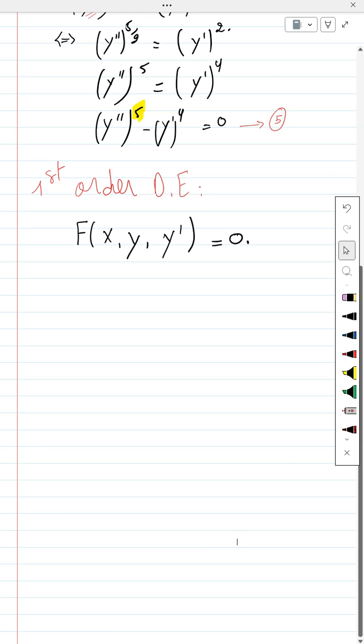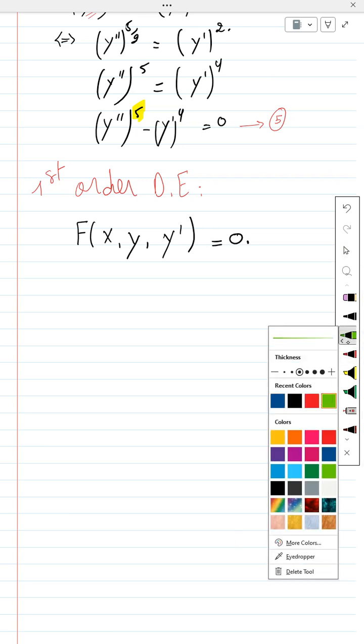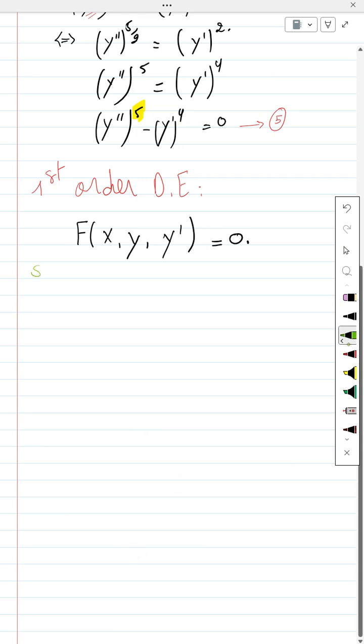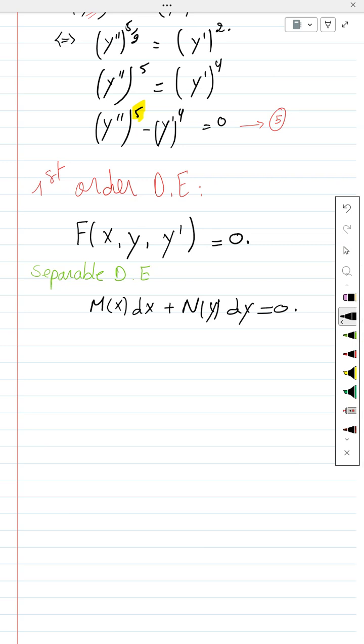Let's see the first one, which is the separable differential equation. Any differential equation written in the form of M(x) dx is equal to, or we can just say minus or plus, N(y) dy is equal to 0. Any differential equation written in this form is a separable differential equation.